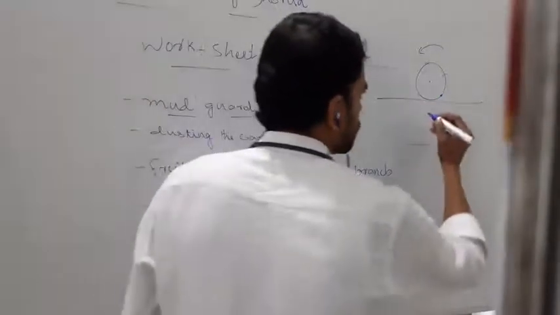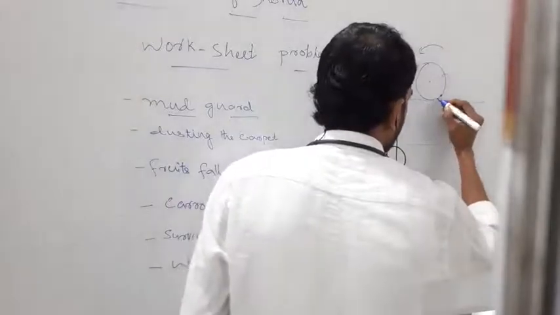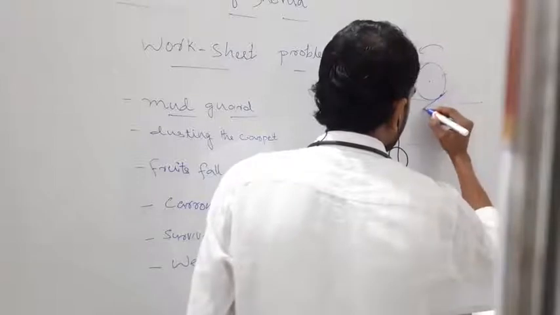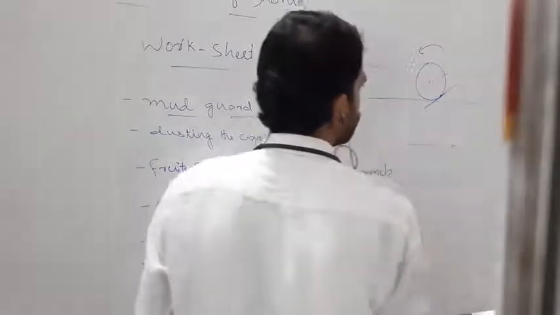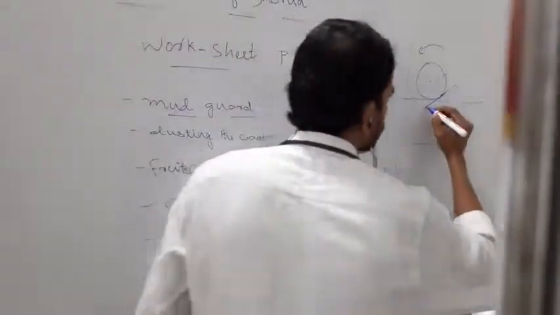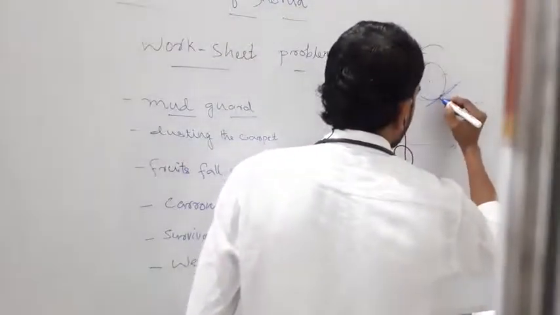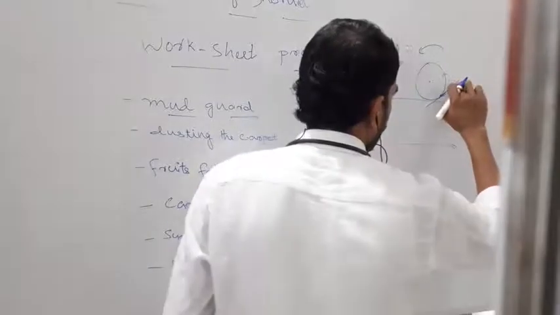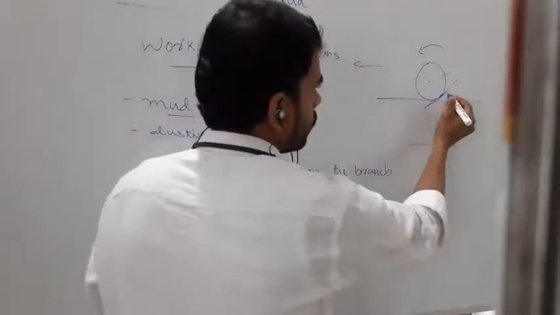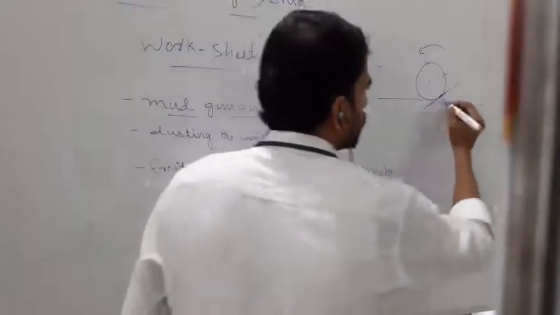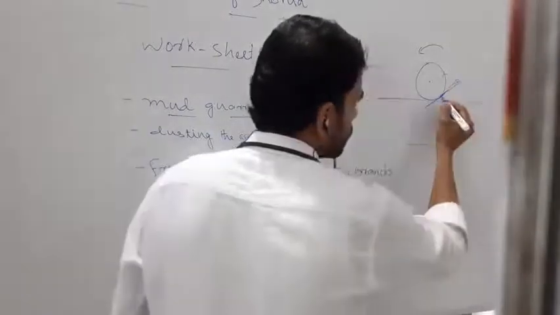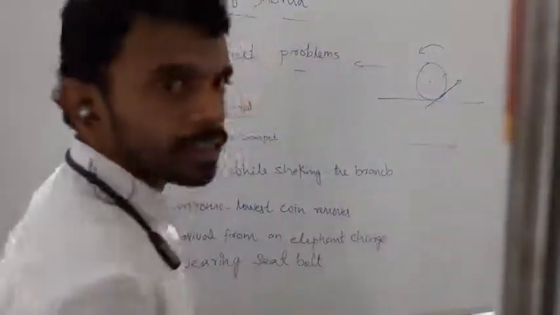For that, I am considering a straight line. This straight line meets the circle at that point alone. So this particular line segment, which meets the circle at this point alone, is called a tangent to the circle. So this line is tangent to the circle since it is meeting at a single point.